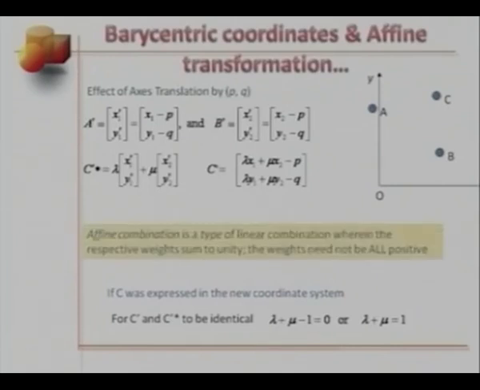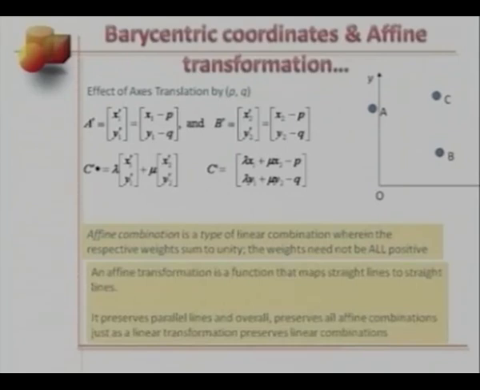Affine combination is a type of linear combination where the respective weights sum to unity. As I mentioned before, these weights need not be all positive. An affine transformation is a function that maps straight lines to straight lines. It preserves parallel lines and overall preserves all affine combinations, just as a linear transformation would preserve all linear combinations.